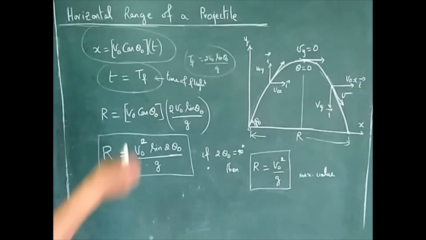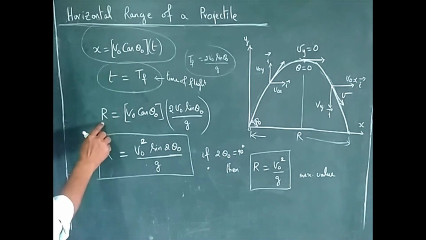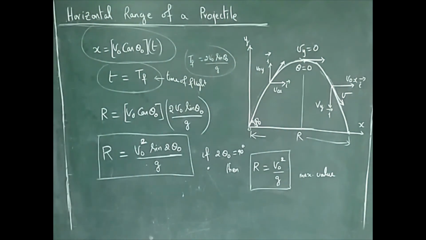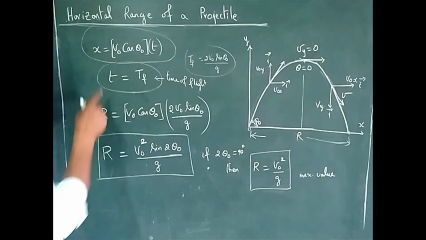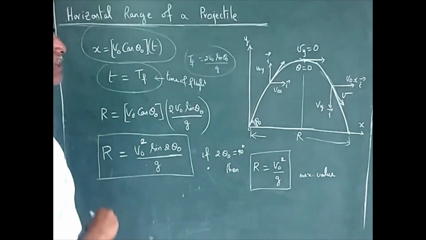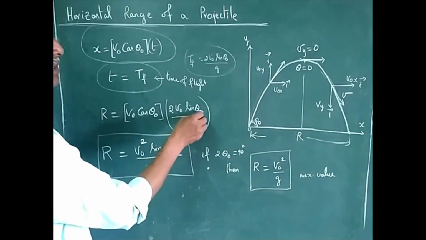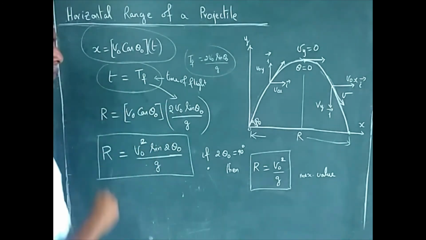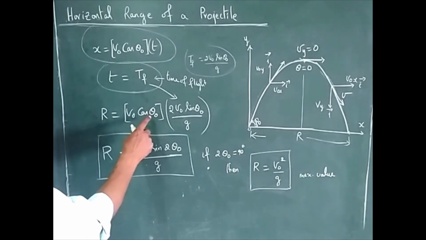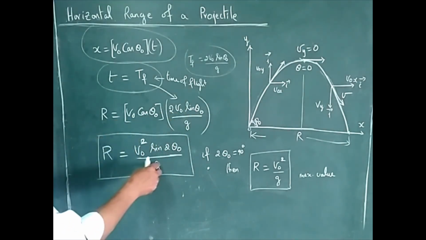So therefore, in this equation, V naught cos theta naught, we write the distance covered as R. That is the displacement, the horizontal range. We call it R. So x is replaced by R, V naught cos theta as it is. Now t is nothing but the time of flight, which is 2 V naught sin theta naught by g. So this is the value. Now V naught into V naught gives V naught square. Okay, then we have 2 sin theta naught cos theta naught divided by g.